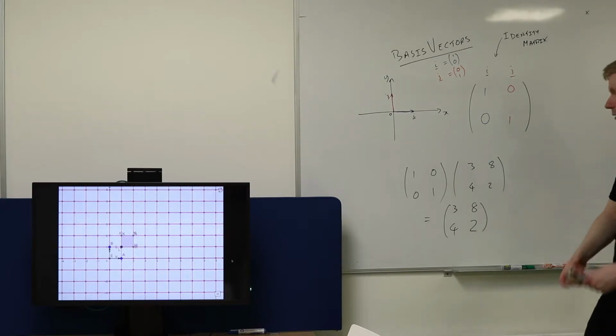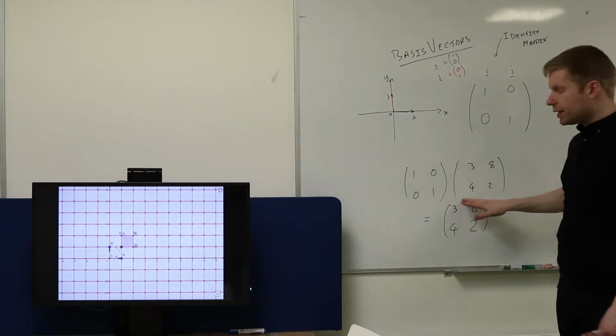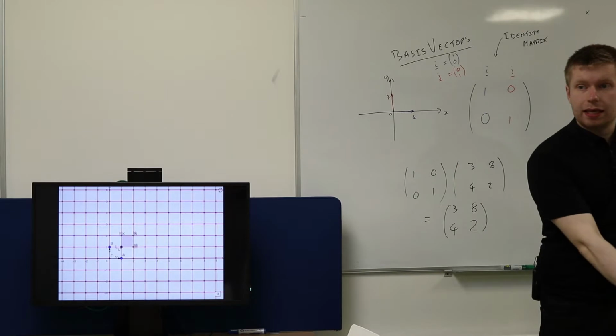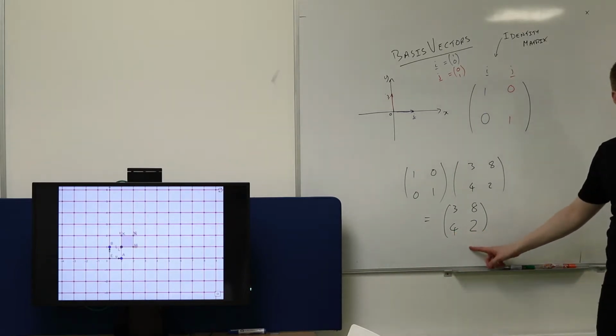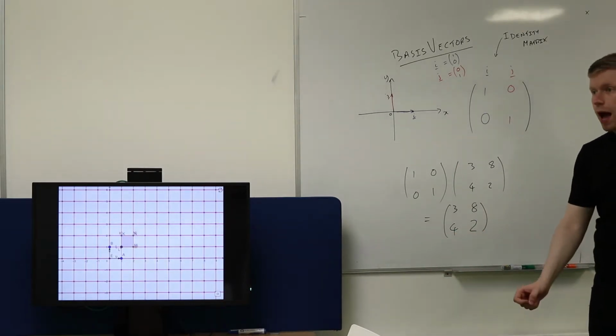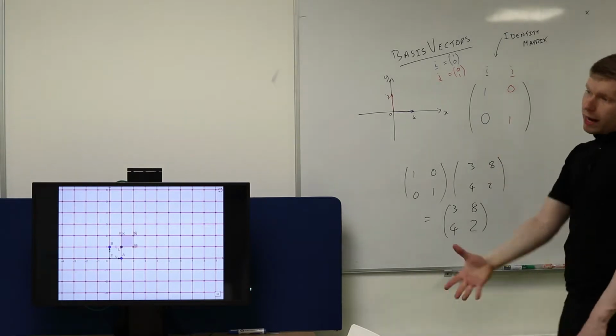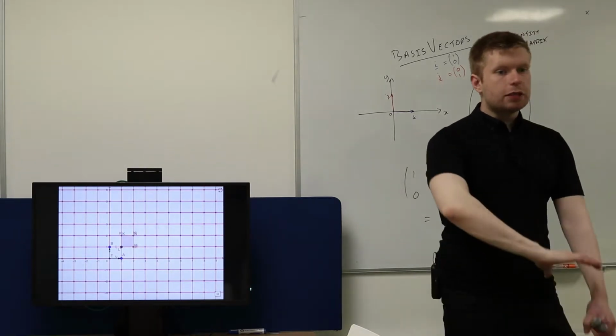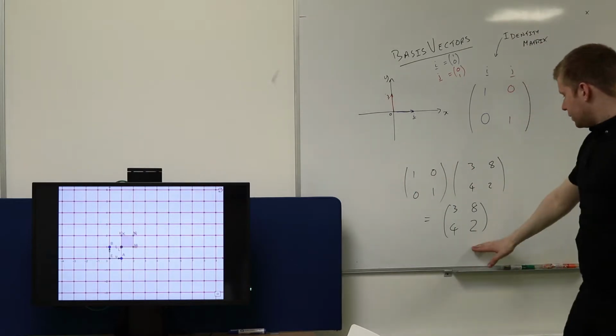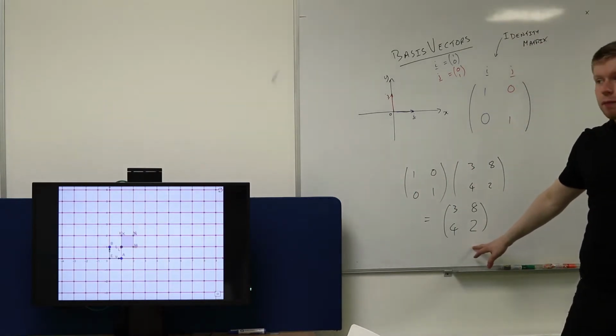Can you see that when I multiply any matrix by this, the identity matrix, I get the identical thing back? I get the same thing back, okay? So the reason why it's called the identity matrix is because multiplying by it doesn't change anything, okay? I just get the same thing back.